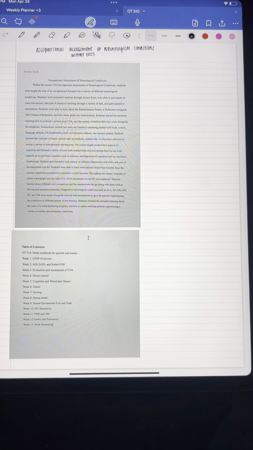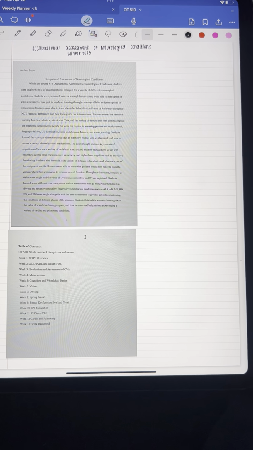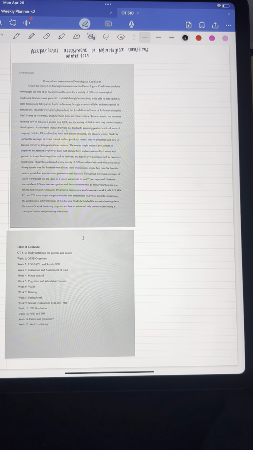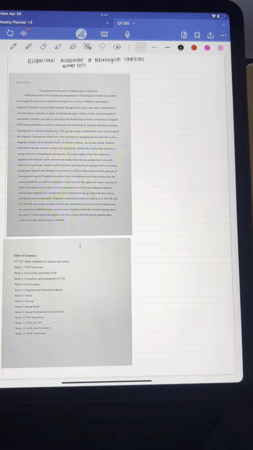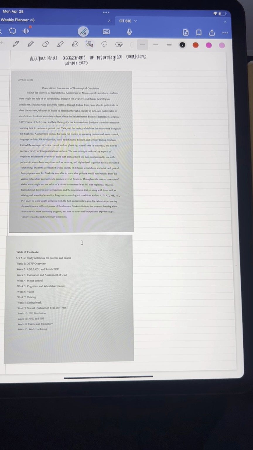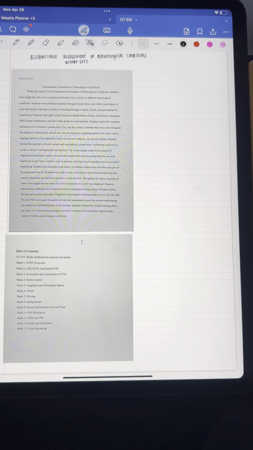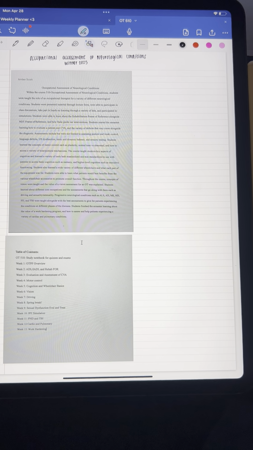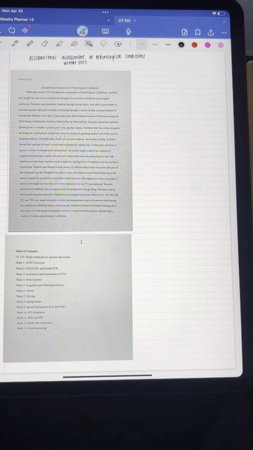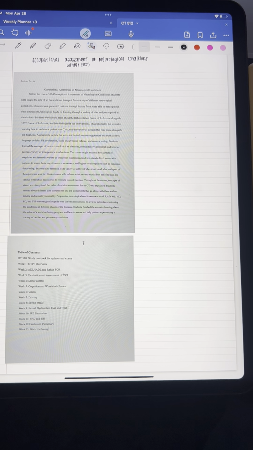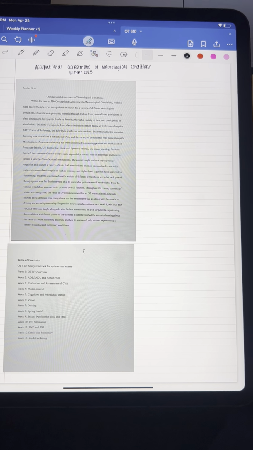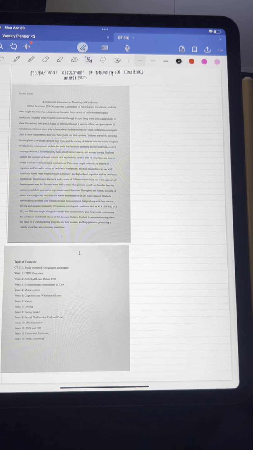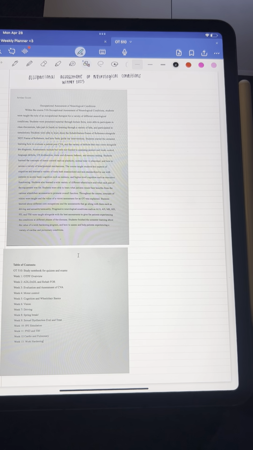role of the occupational therapist for a variety of different neurological conditions. Students were presented the material through lecture form, were able to participate in class discussions, take parts in hands-on learning through a variety of labs, and participated in simulations. Students were able to learn about the rehabilitation frame of reference alongside the NDT frame of reference and how these guide our interventions as OTs.